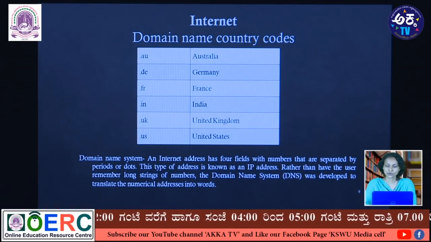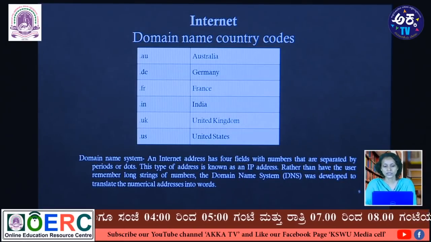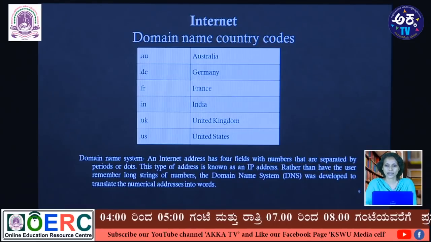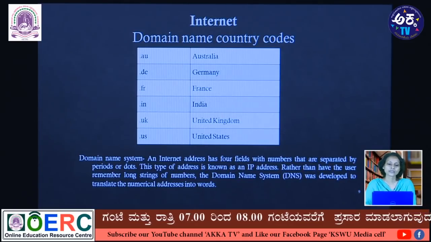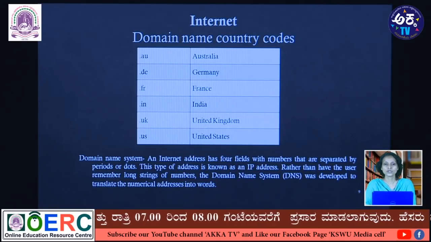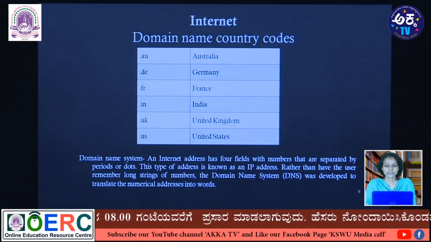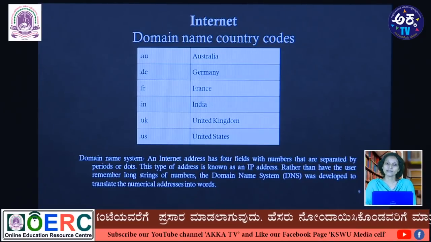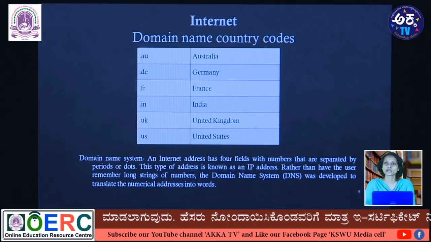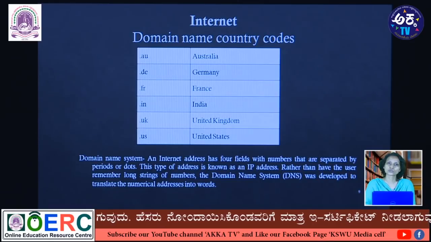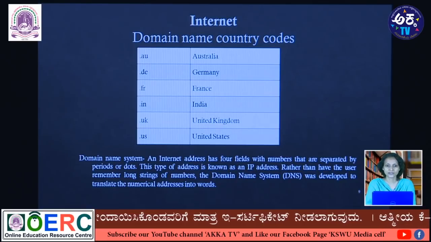.au stands for Australia. .de stands for Germany. .fr stands for France. .in stands for India. .uk stands for United Kingdom. .us stands for United States. So once you come across any website with any of such terminologies, you will come to know which country that website belongs to. So clearly it will be easy for you to identify now.